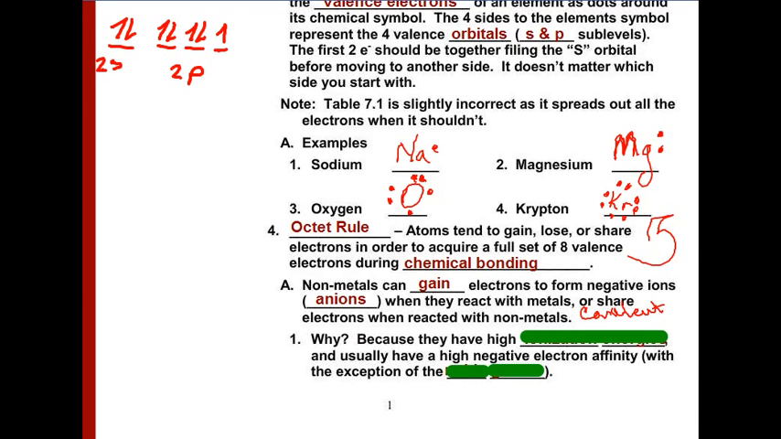Now, why do nonmetals gain electrons? Because they have high ionization energies, and they usually have high electron affinity, except for noble gases. Electron affinity is very similar to electronegativity, except electronegativity has to do with bonding with other atoms. And electron affinity is just how much it likes to attract electrons when it is not bonding.